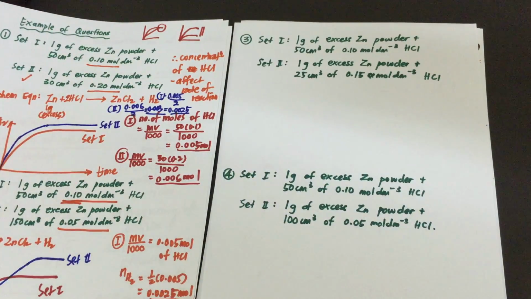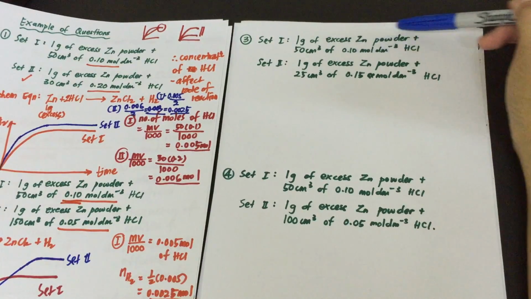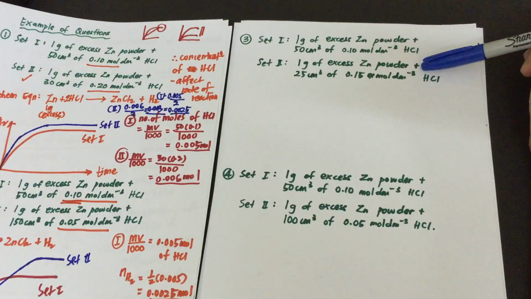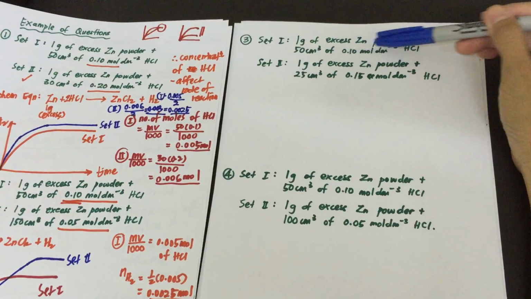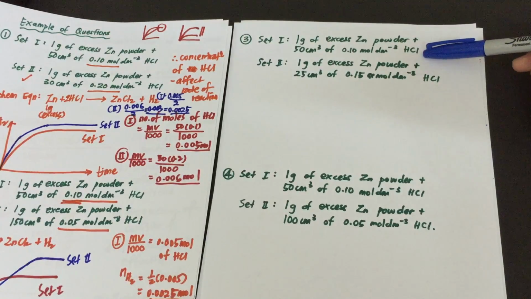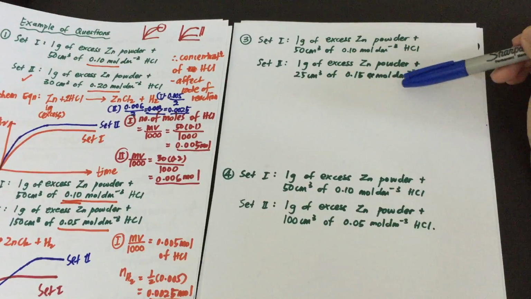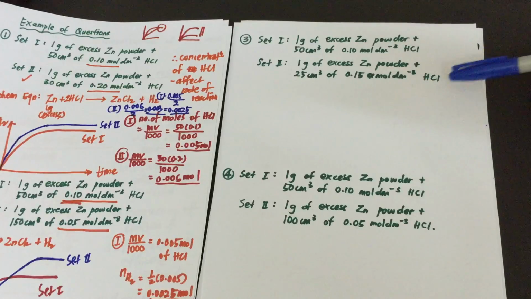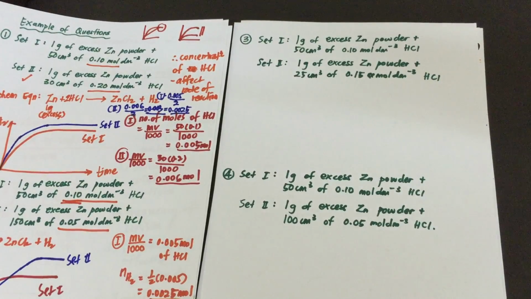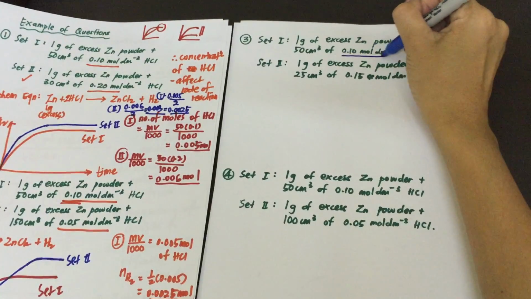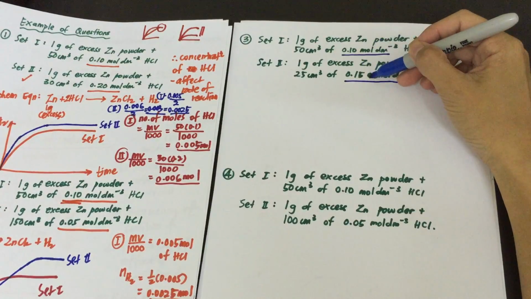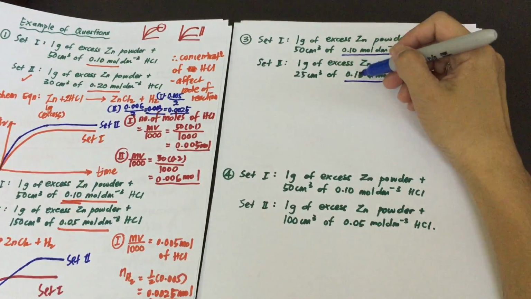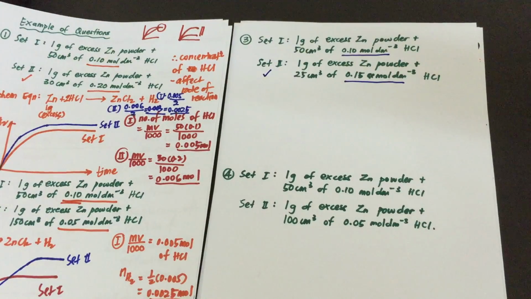So looking at example number 3 quickly, we also have 1 gram of excess zinc powder in both sets 1 and 2. For set 1, we have 50 centimeter cube, 0.1 mole per decimeter cube of HCl, comparing to set 2, 25 centimeter cube, 0.15 mole per decimeter cube of HCl. So by looking at the concentration factor over here, set 2 has a higher concentration compared to set 1. So set 2 will have a higher rate of reaction.